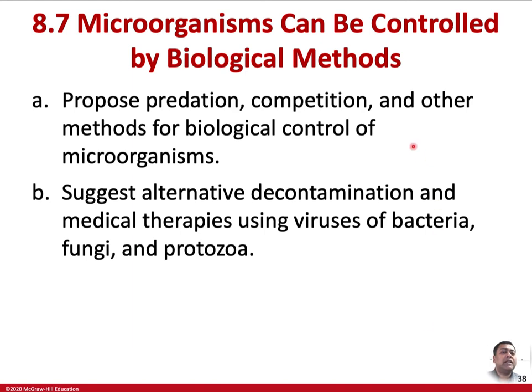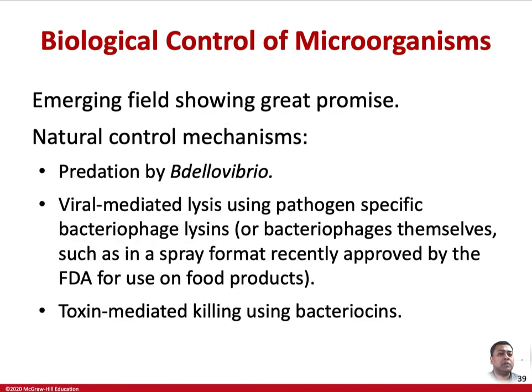The last part we are talking about is the biological method. Again, this is not a very mainstream method yet, but we're going to discuss some of what is possible in the future. As I said, this is an emerging field showing great promise. One of the ways it can be controlled is by predation by Bdellovibrio. Bdellovibrio is a predator for Salmonella, Shigella, E. coli, all these gram-negative bacteria. And that can be used.